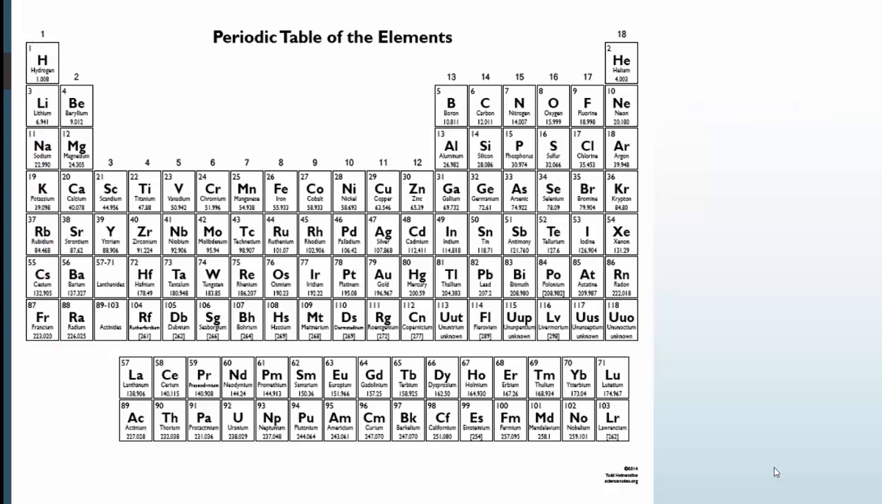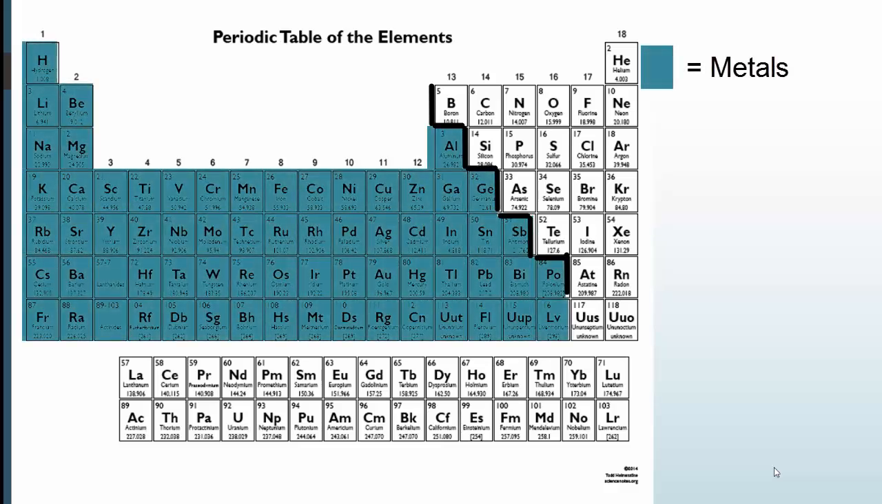Now, if you take a look at your periodic table, you will notice towards the right side, there is a heavy black line that I'm going to call the staircase. This is a dividing point. Everything to the left of the staircase is called metals. Metals have a certain set of properties.